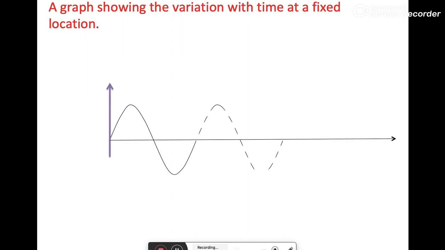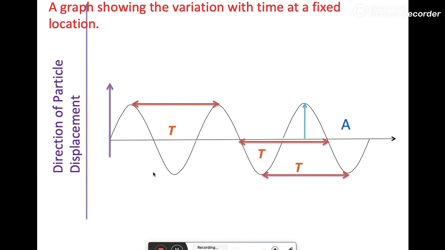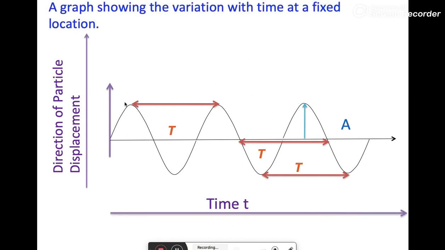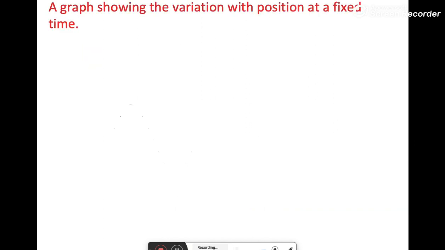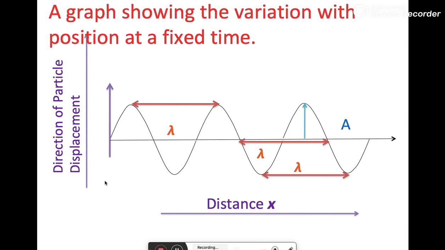Let's see. This is a graph showing the variation with time at a fixed location. Here, the distance between two crests is defined by the time period T. Likewise, the distance between two successive identical points is nothing but the time period T. The same thing can be represented as the variation with position at a fixed time. Here on the x-axis, the displacement varies with respect to x, and here the distance between two crests is defined in terms of wavelength lambda.